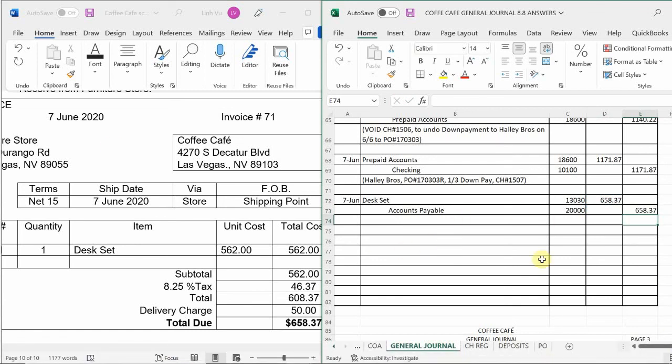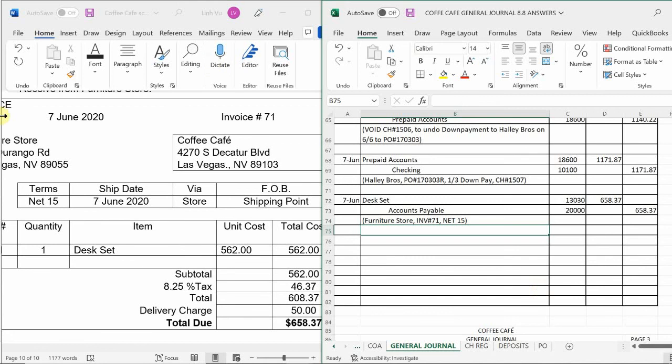And you have all the information you need to fill in your description, right? Who did we receive this bill from? Furniture Store. What was the proof of transaction? Invoice number 71. Right, that's the proof of transaction. And how many days do I have to pay this? 15. Okay.